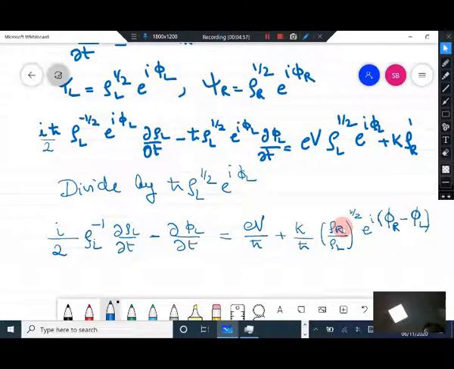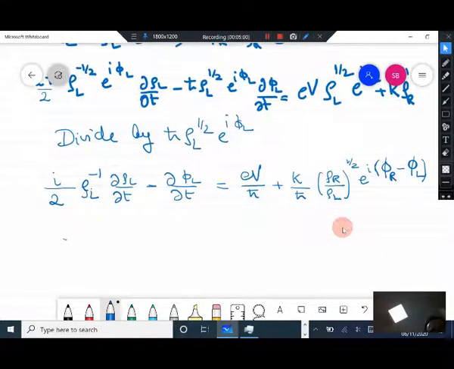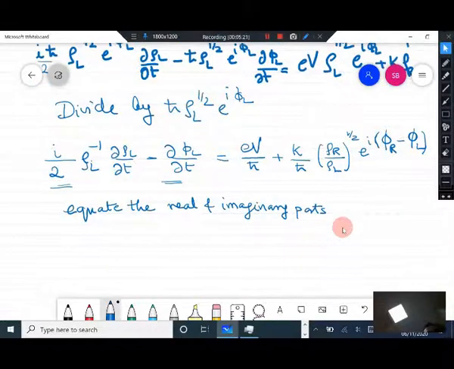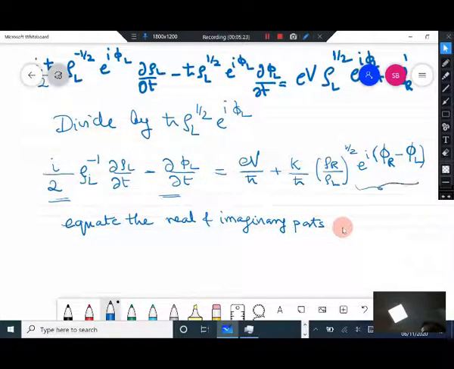Now what you do is you equate the real and imaginary parts. The real part you equate on either side, and the exponential of course you can convert into cos (phi R minus phi L) plus i sin (phi R minus phi L).